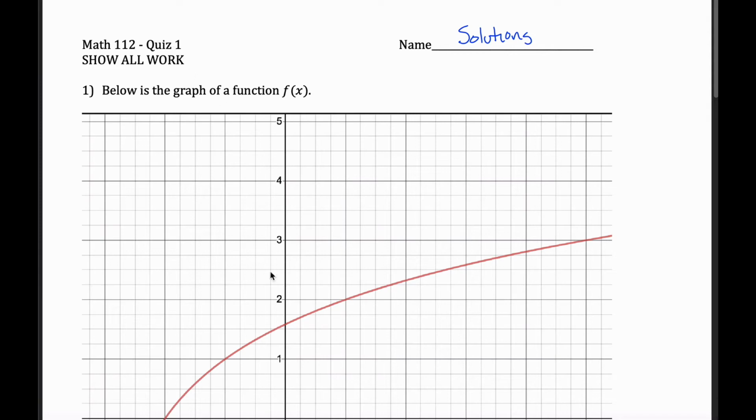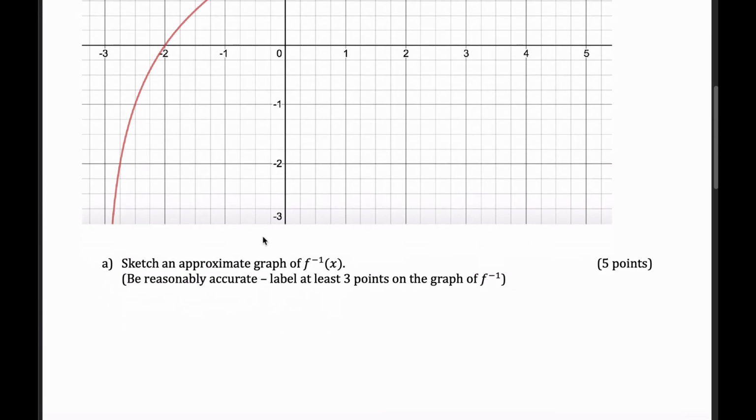All right, here are solutions for the first quiz for Math 112. What's going on here is you're given the graph of a function, called f of x, and asked to sketch an approximate graph of f inverse of x. There are at least two different ways you can do this. I think the easiest way is to look for some points.